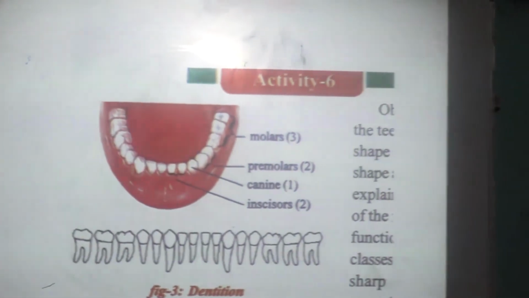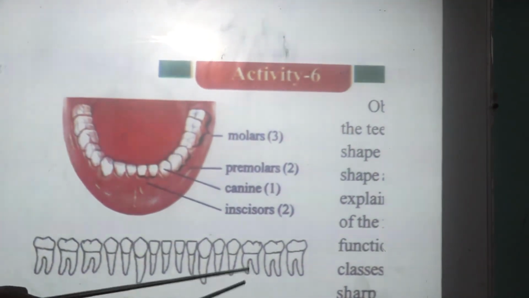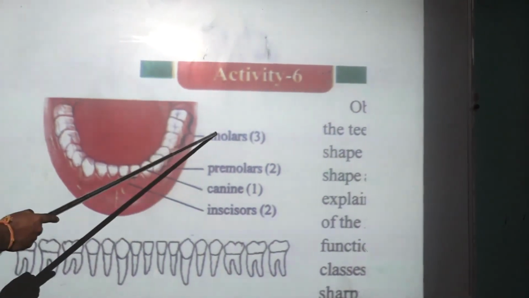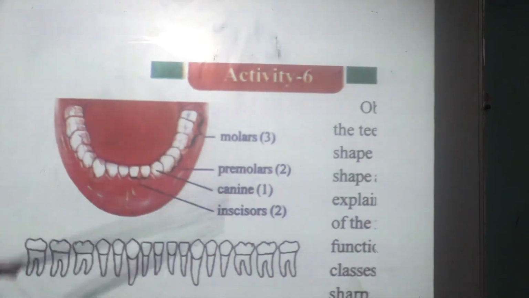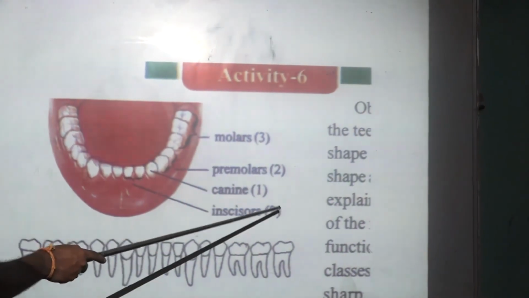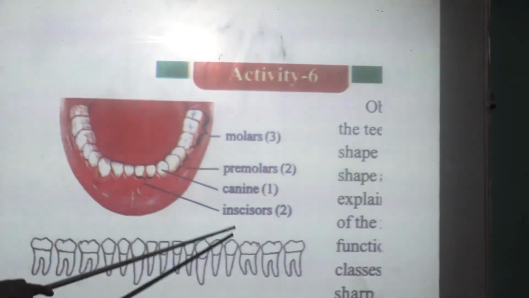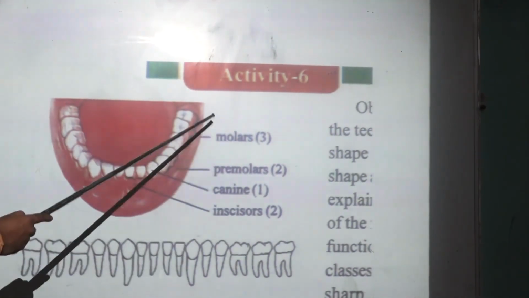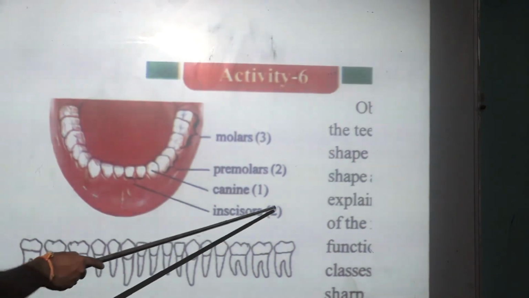So I said dental formula. See, this is the dental formula. Let me take ICPM. This is very easy, man. Some people will confuse. 2:1:2:3 like that they will write. No. ICPM, let us take the first letters.